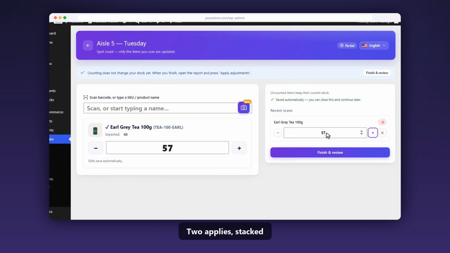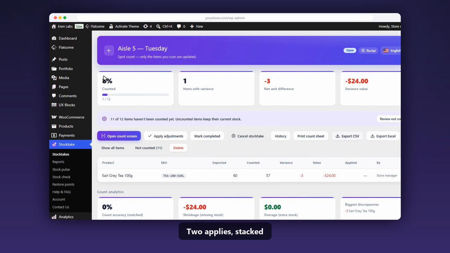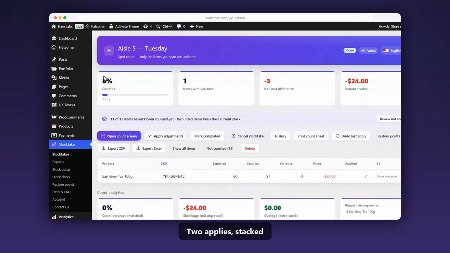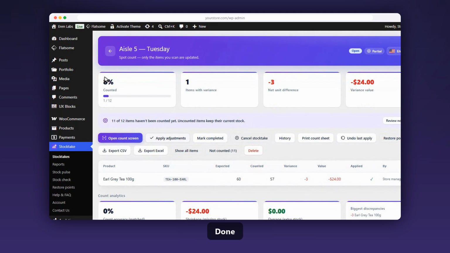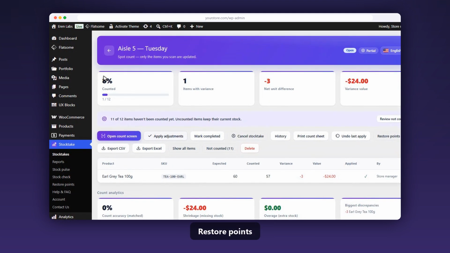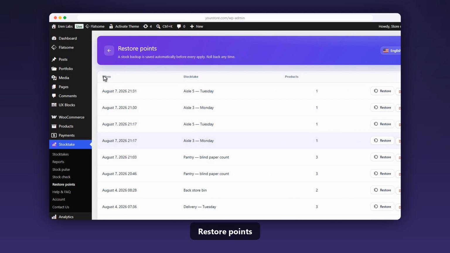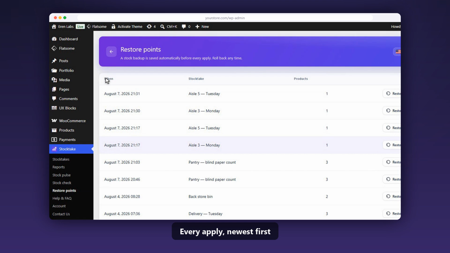So apply Tuesday as well. 2 applies stacked on top of each other. Done. Now open restore points. Every apply this store has made, newest first, with how many products each one touched.